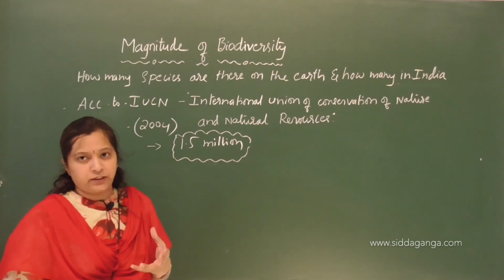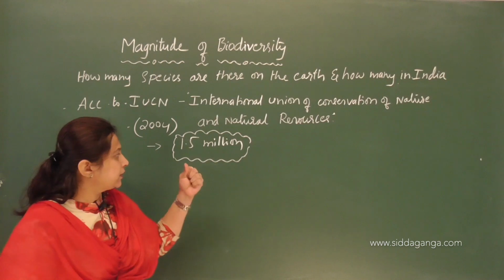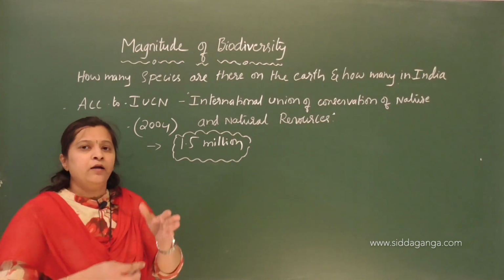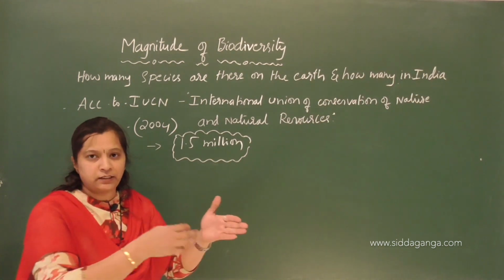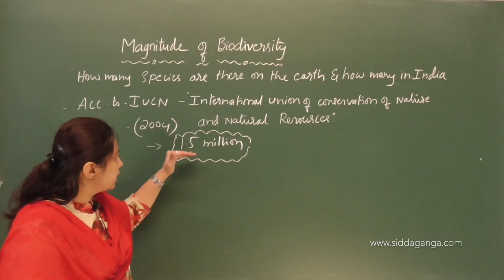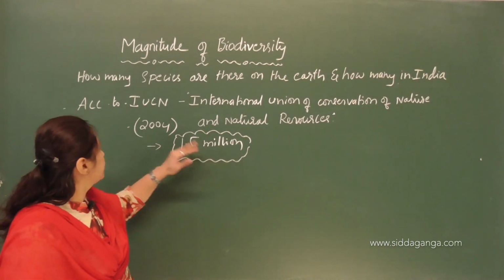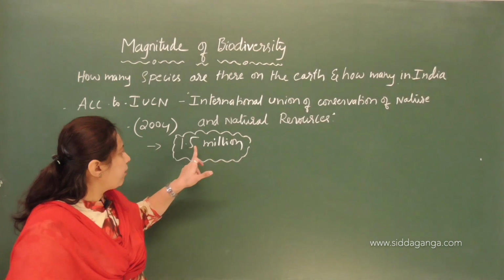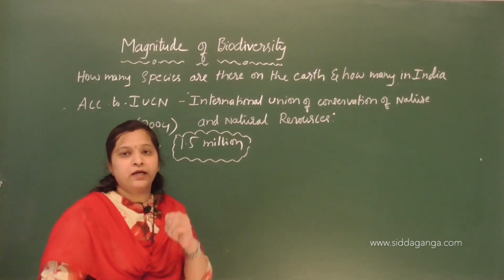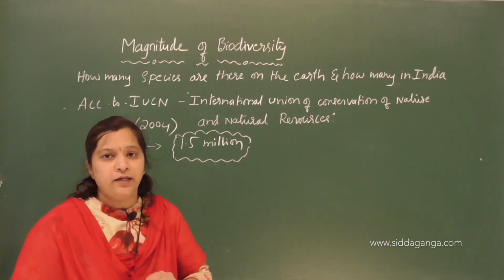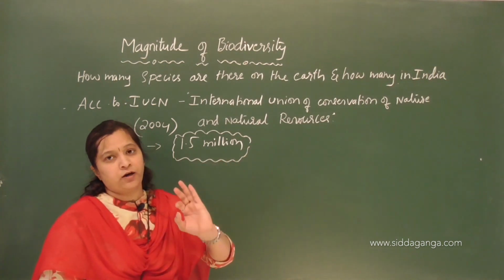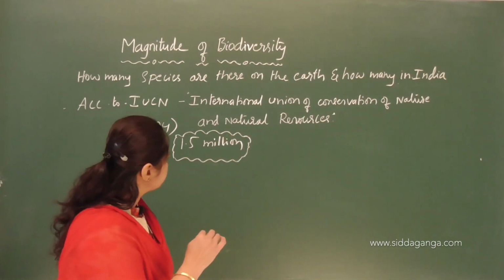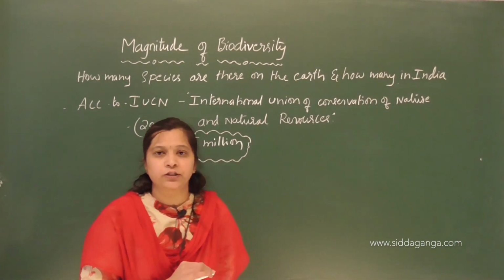So these are the known species. They are discovered and described in the sense that these many species of plants and animals are identified, they are named, and based on their characteristic features, they are placed in a respective group. So this is the number, 1.5 million, given by IUCN. According to IUCN, 1.5 million species of plants and animals have already been discovered and described on the globe.